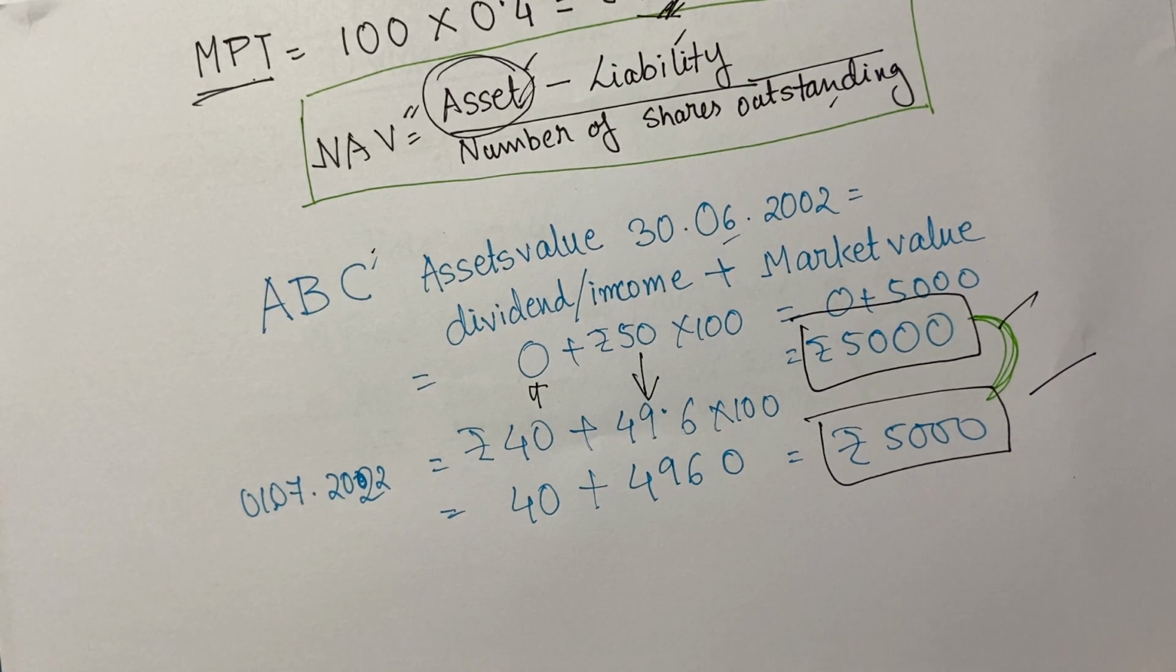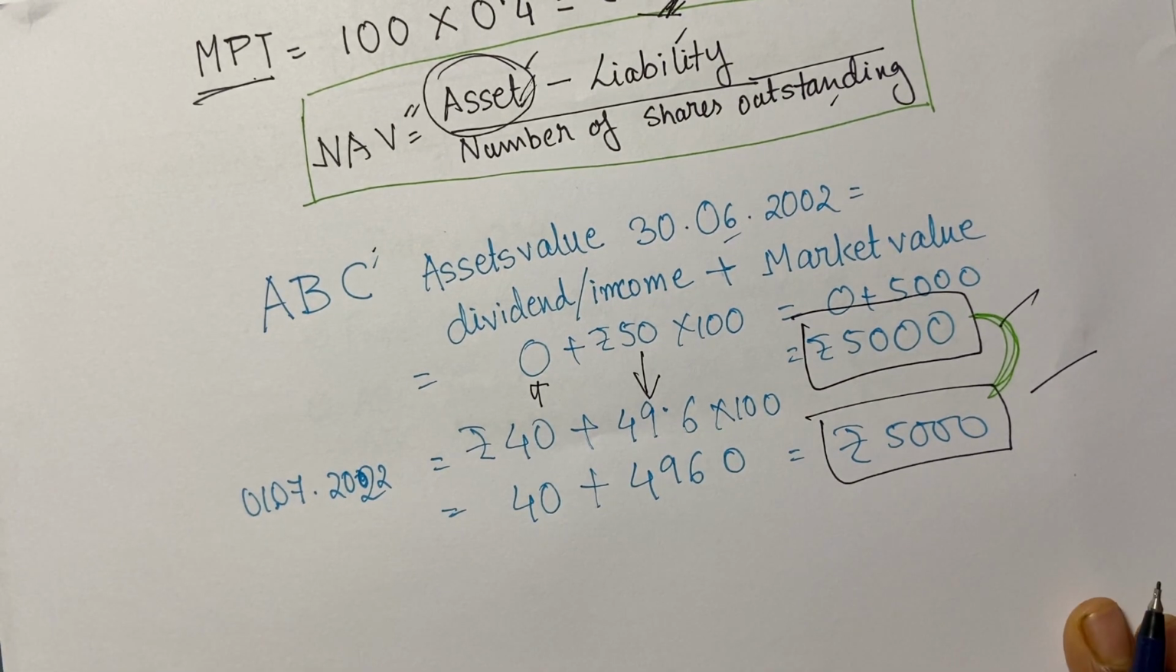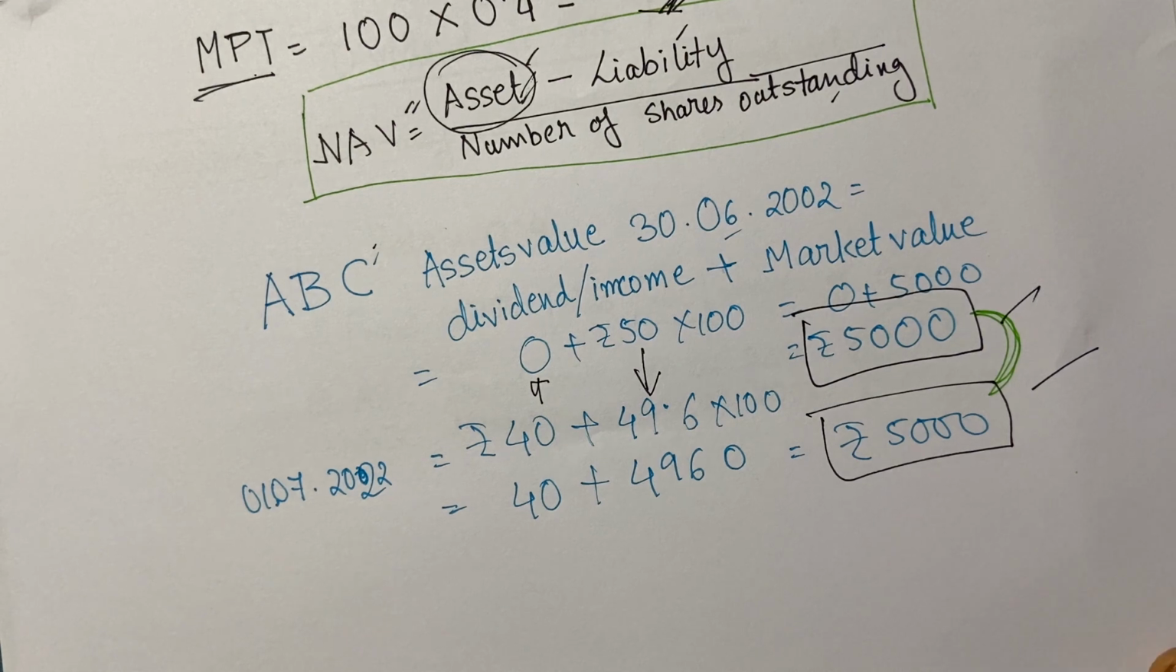So this is one example of how fund accounting accounts for the dividend. That is all. Next time I will come with more examples of how we use other different factors in fund accounting.